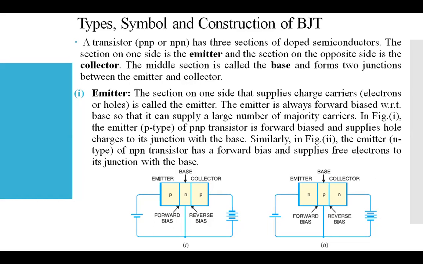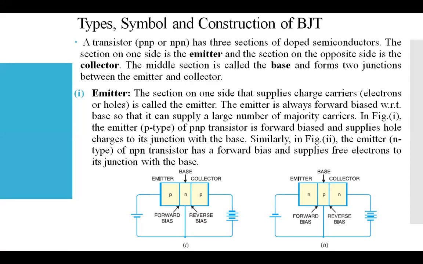So that will form two junctions between the emitter and the collector. The base divides them, so there are two junctions connected with the base, of the emitter and the collector respectively. Now, as we note in the diagram here, from the left-hand side, the first one is the emitter. The second one, the middle section, is your base, and on the right-hand side you have the collector.